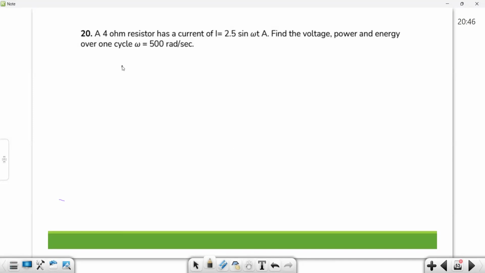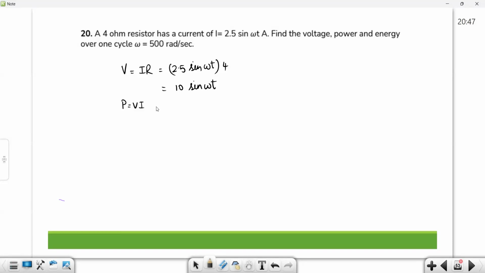Voltage V is equal to I into R, and it is equal to 2.5 sine omega t into 4. You just multiply these magnitudes. Then 2.5 into 4 is 10 sine omega t. This is the value of voltage. Now, what is the value of power?